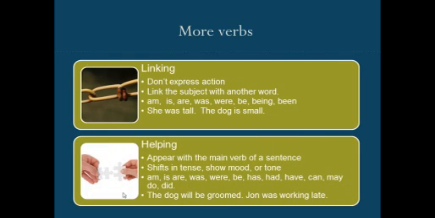And then we'll move on to helping verbs. Helping verbs pop up with the main verb of a sentence, and these help show changes in mood, tense, or tone. So they're going to be helping the main verb of the sentence, like will rescue, will talk, will walk, be mad, have worked. You can see the examples down here. The dog will be groomed. John was working late.